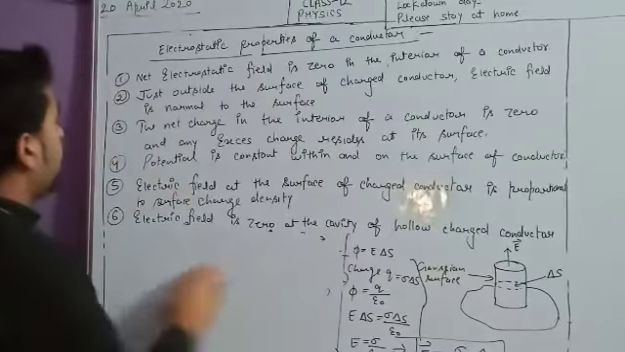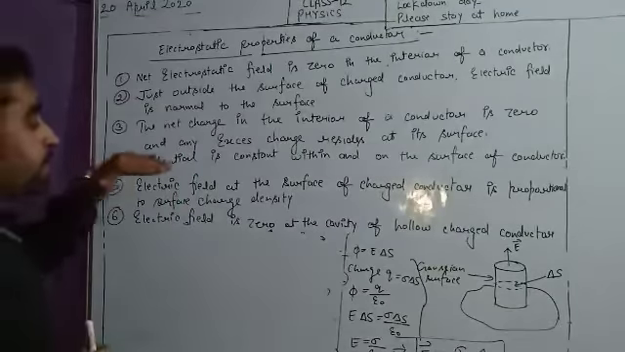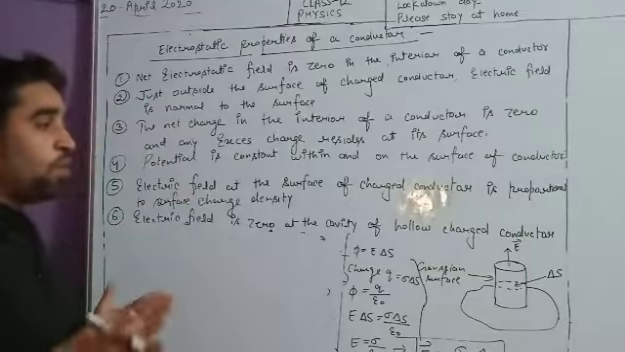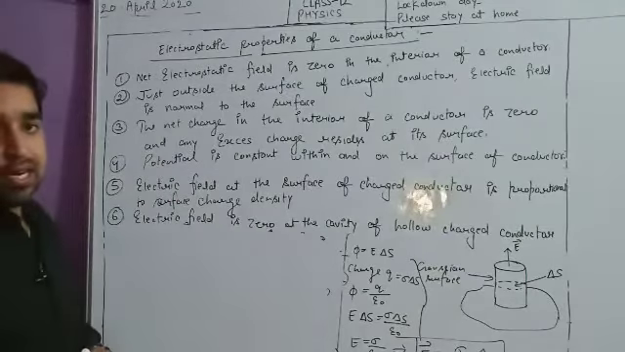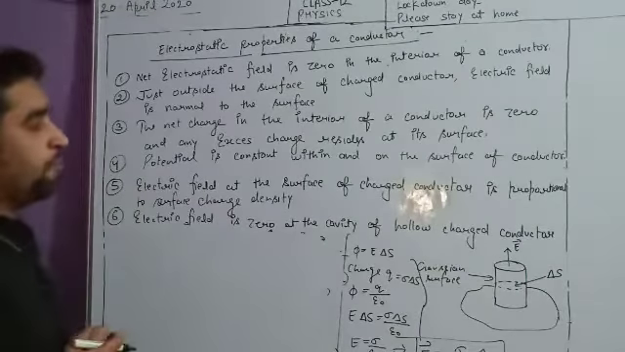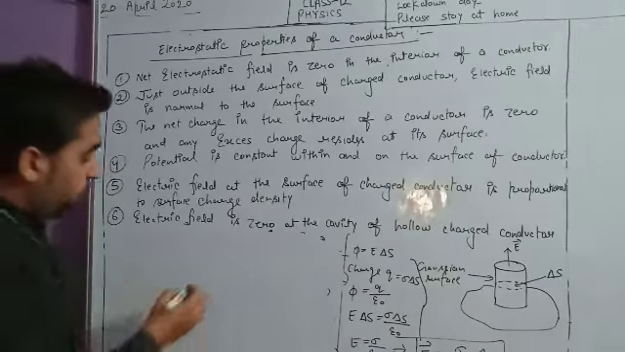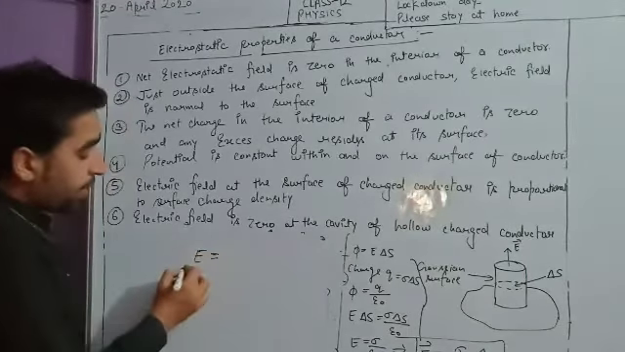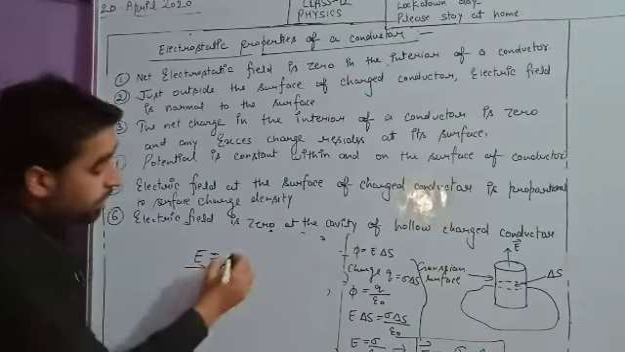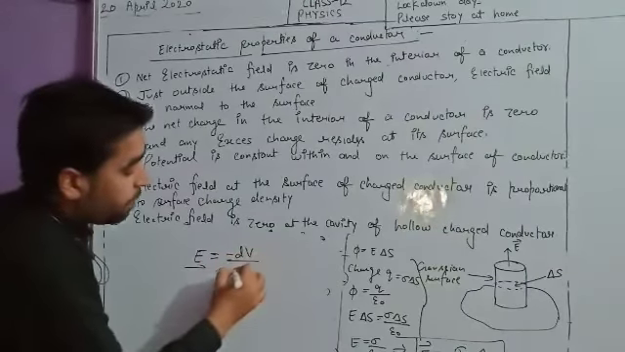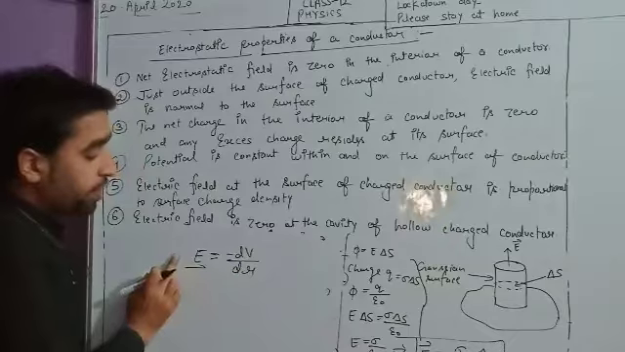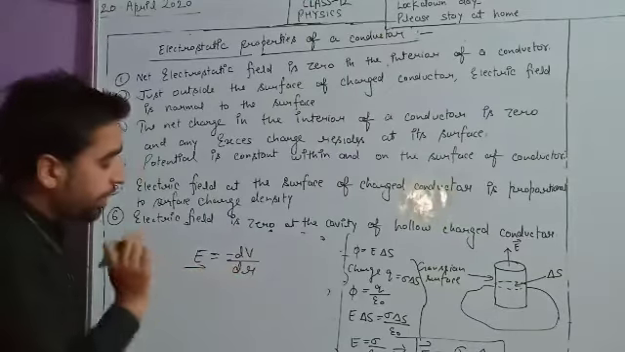Now students, the fourth point is that potential is constant within and on the surface of a conductor. How can we solve this problem? We can solve it using a mathematical way. So what is electric field? Electric field E is equal to minus dV upon dr. Electric field is equal to the negative potential gradient.